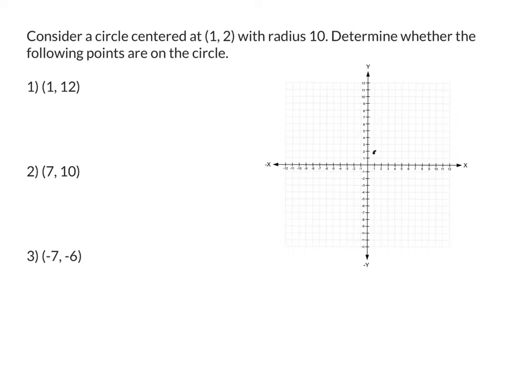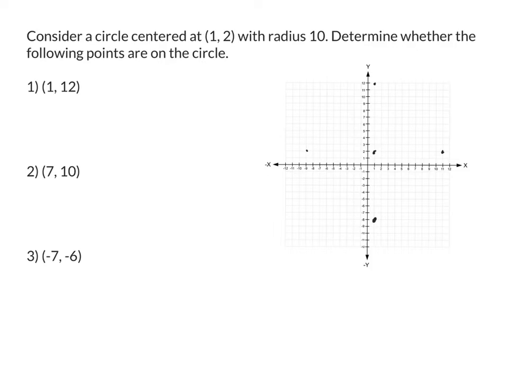When you draw this, you may want to tick mark differently than this, perhaps by 2 in each direction as a scale factor instead of by 1 in each direction. But from here, that means I can go 10 to the right, so that puts me at (11, 2). I can go 10 up, which puts me at (1, 12). I can go 10 to the left, which puts me at (-9, 2), and then 10 down, so (1, -8). And there's my circle.